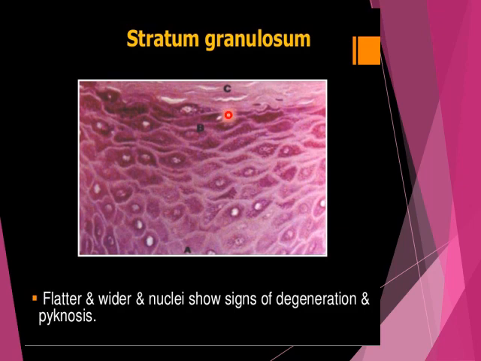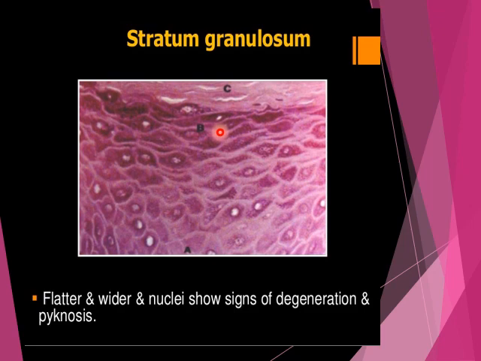The third cell layer in the keratinized oral epithelium is the stratum granulosum, or granular cell layer. This is a few cell layers, about 2 to 3, of flat cells with wider nuclei that show signs of degeneration and pyknosis. Why do we call it granulosum? Because the cytoplasm contains keratohyalin granules, which appear blue in hematoxylin and eosin stain. Also, these cells contain Odland bodies, which are keratinosomes or membrane-coating granules. These Odland bodies are present between the granular cell layer and the spinosum layer, and also between the granular and the keratinized layer.